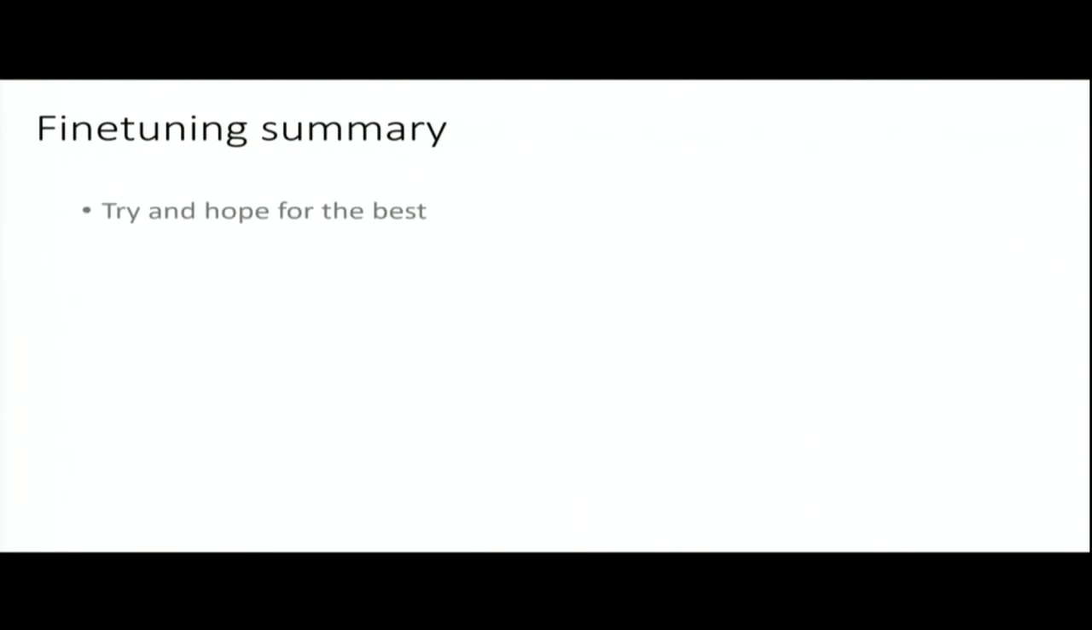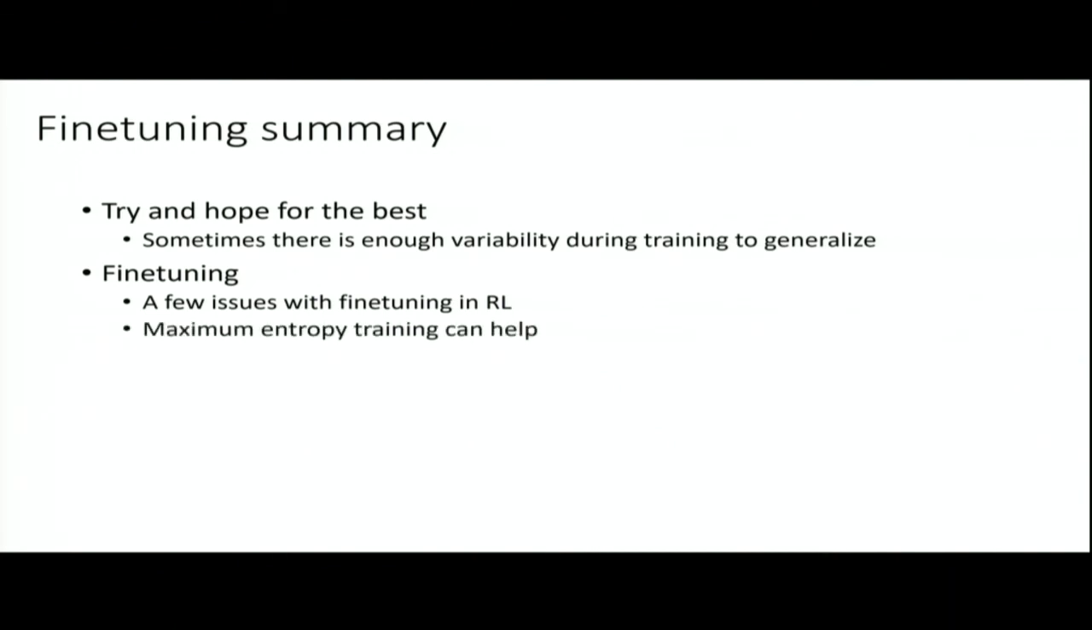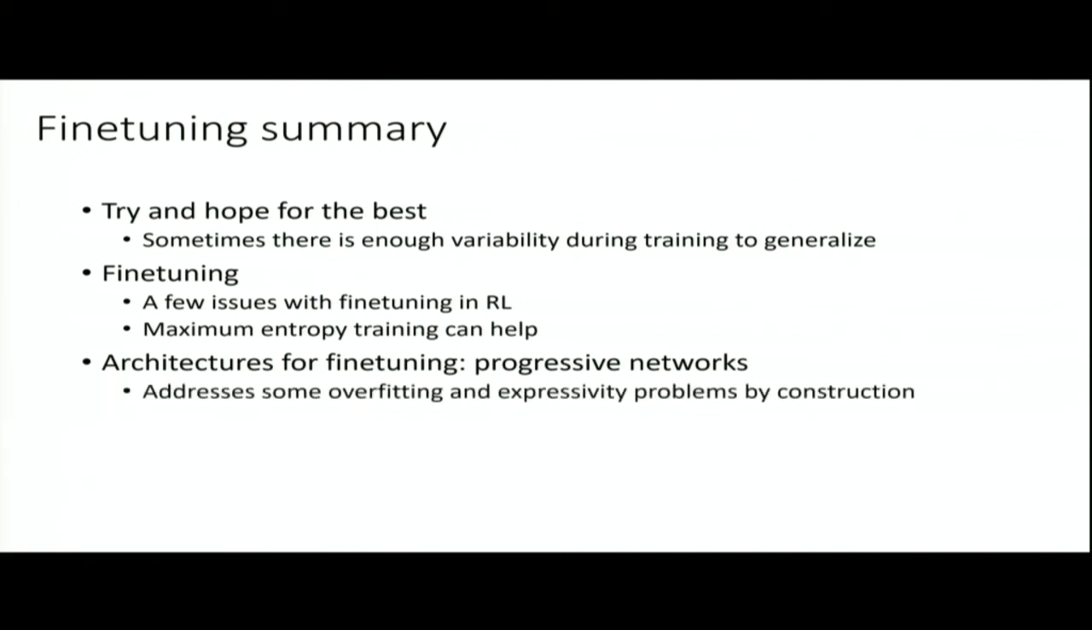Okay, so let's summarize the discussion of fine-tuning. We talked about how you could just train in your source domain, test in your target domain, and hope for the best, which sometimes works, but there aren't any promises. You can try fine-tuning, which means that you pre-train in the source domain, then train some more in the target domain. There are a few issues with naive fine-tuning and reinforcement learning. Maximizing entropy can help. So maximizing entropy can ensure that you don't get stuck in just a single way of doing the task, and you maintain high entropy in your policy so that you keep exploring. We talked about how you can design architectures that are specifically well-suited for fine-tuning, specifically progressive networks, which address some of the overfitting and expressivity problems basically by construction, by the design of the network.